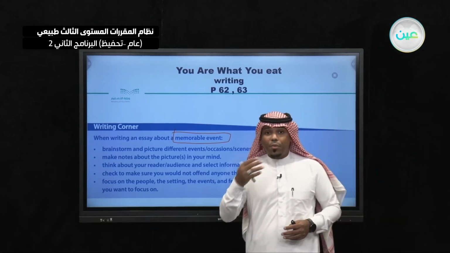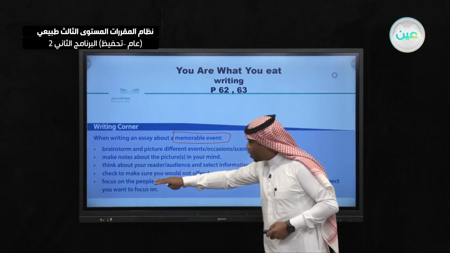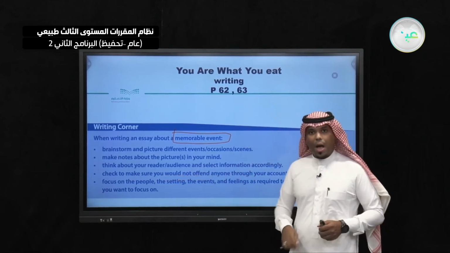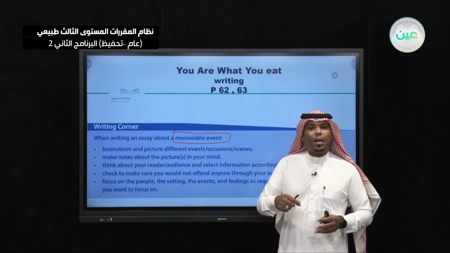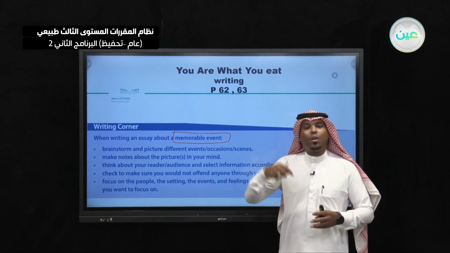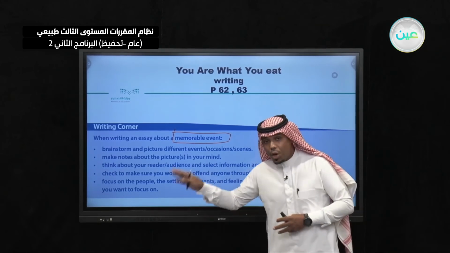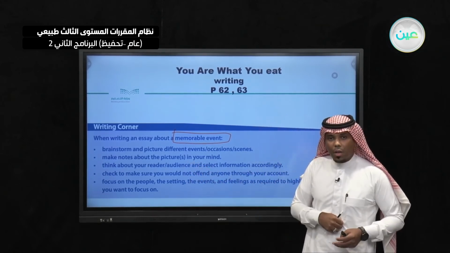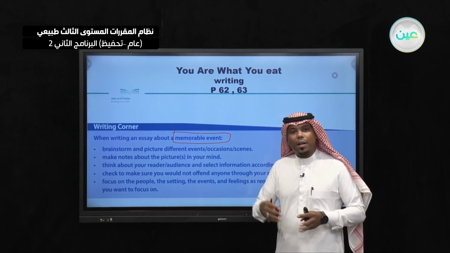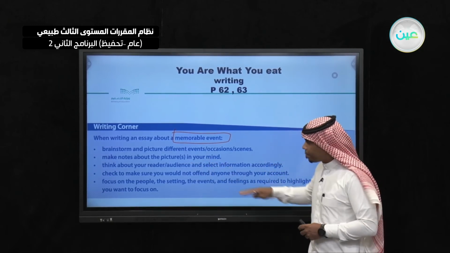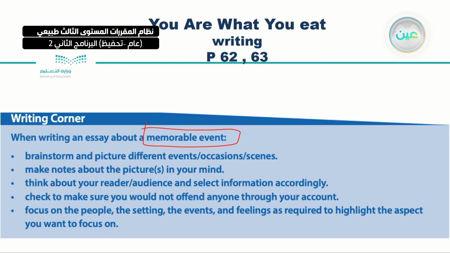Here I'm talking about the information to choose. Okay, check to make sure you would not offend anyone. What does it mean to offend anyone? For example, to insult him or something like that, or sometimes to get him angry or nervous or upset with this information. Okay, don't do this if you're going to write a description like this. Just check to make sure you would not offend anyone.